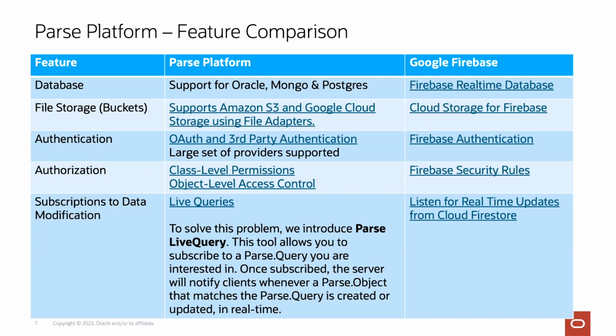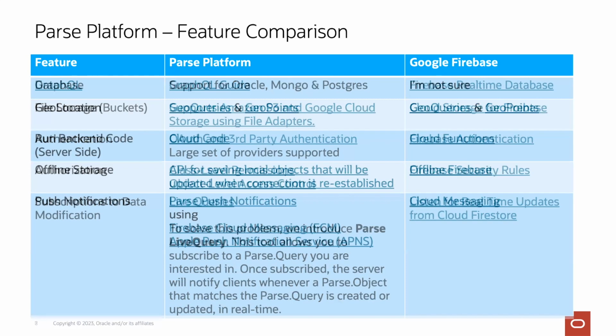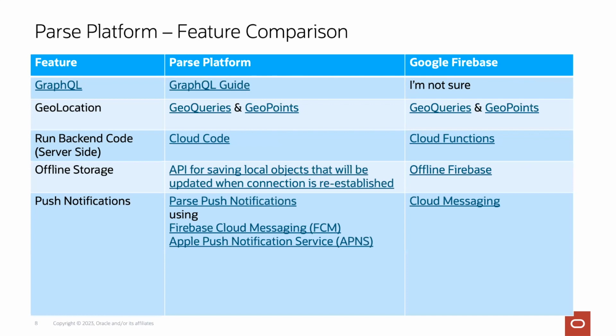The demo application we are going to show uses the out-of-the-box authentication that Parse provides, but it also supports OAuth and other third-party providers. It supports subscriptions to data modification with something called live queries. It supports GraphQL, geolocation, offline storage, push notifications, all the things that a mobile developer would like to do.